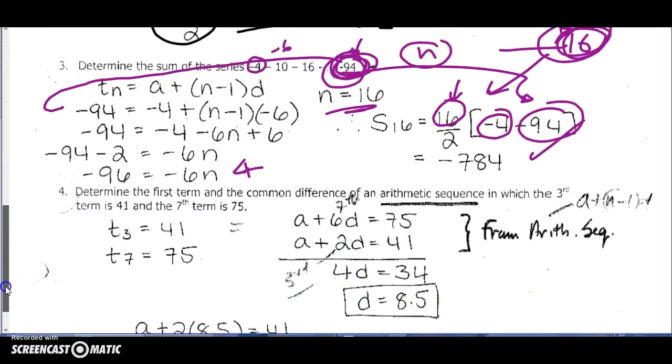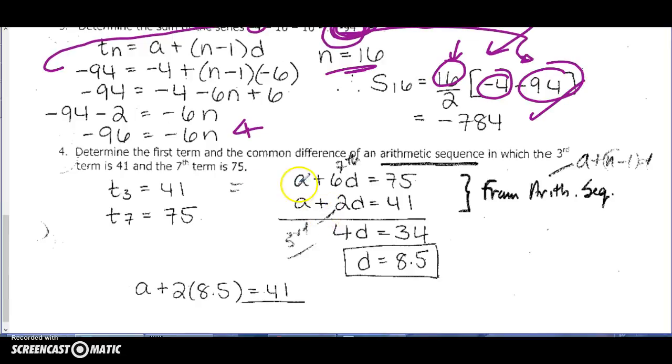Okay, this one here, common difference in arithmetic sequence here. So this is from our arithmetic sequence equations here. Again, all equations will be given to you on the tests and exams.